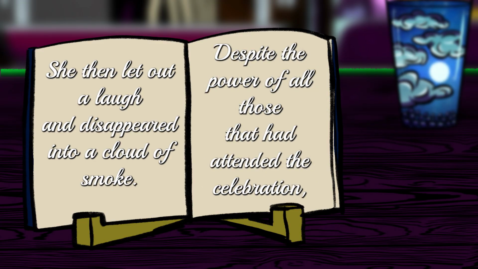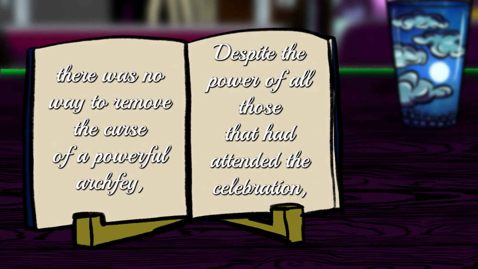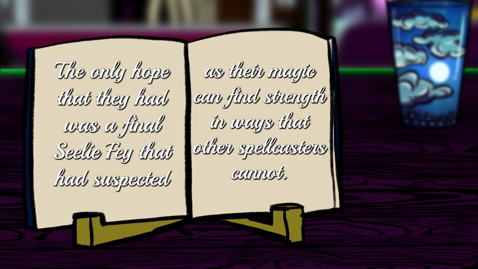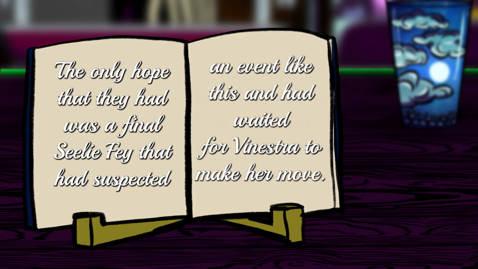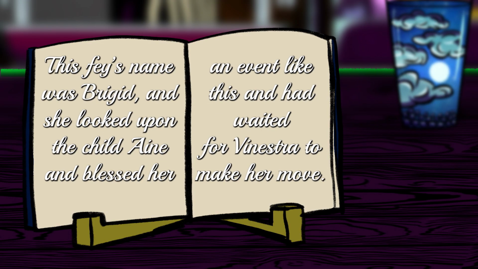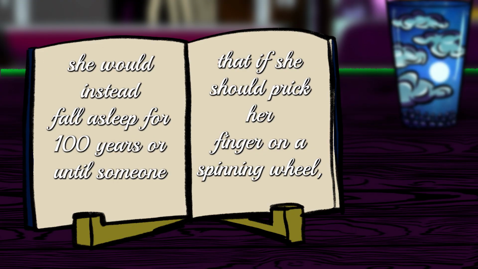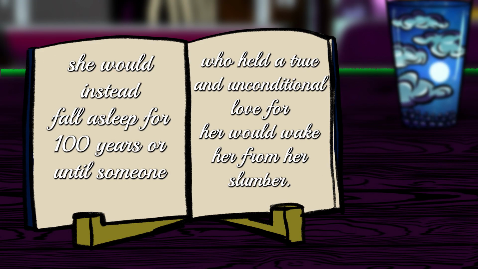Despite the power of all those that had attended the celebration, there was no way to remove the curse of a powerful Archfey, as their magic can find strength in ways that other spellcasters cannot. The only hope that they had was a final Seelie Fey that had suspected an event like this and had waited for Venestra to make her move. This Fey's name was Brigide, and she looked upon the child Ayn and blessed her that if she should prick her finger on a spinning wheel, she would instead fall asleep for 100 years, or until someone who held a true and unconditional love for her would wake her from her slumber.